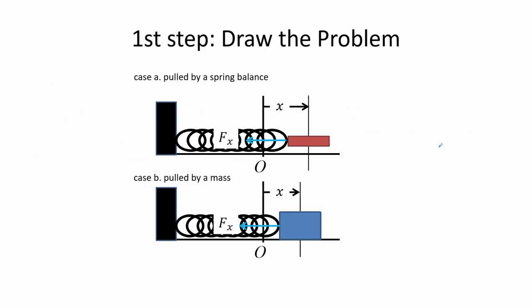First step, we draw the problem. So we have two cases. The first one is not oscillating but rather stationary, but pulled by a spring balance, and the second is that we allow it to oscillate with a mass attached to one end of the spring.